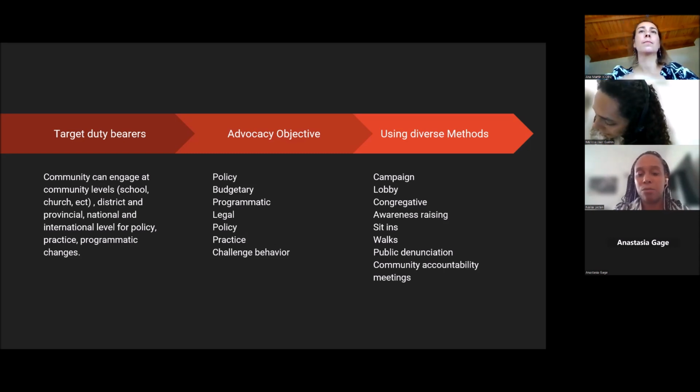But when we're looking at behavior change and legal change, we're looking at sometimes more perceived aggressive methods such as sit-ins, walks, public denunciation, and or community accountability meetings, for example, or other types of methods.